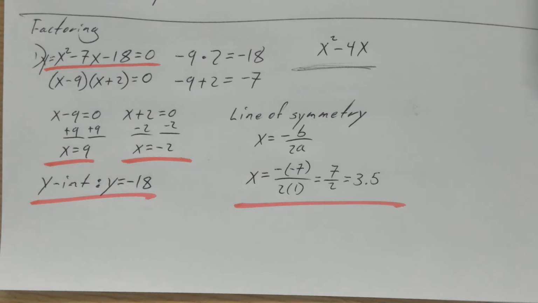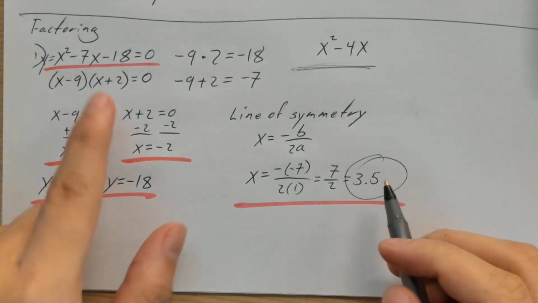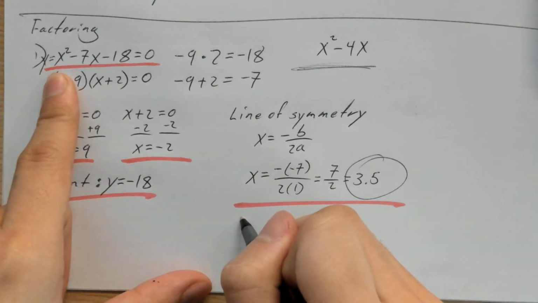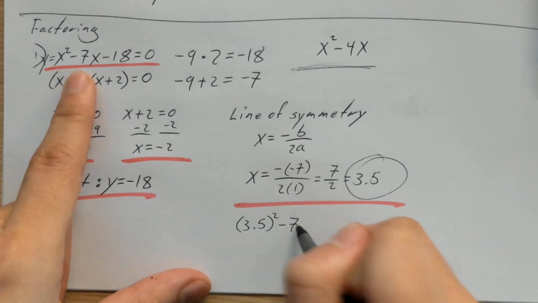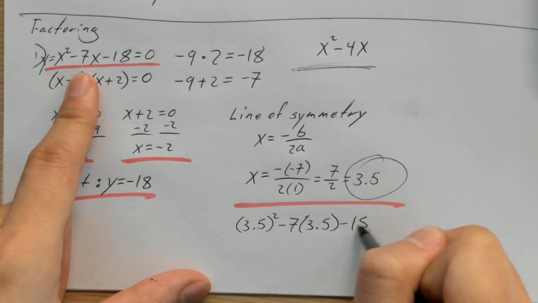So to find either how high or how low the vertex is, you need to take this 3.5 and plug it into the original function. So let's take this 3.5 and plug it into the function to find the vertex. That's going to give me 3.5 squared minus 7 times 3.5 minus 18.